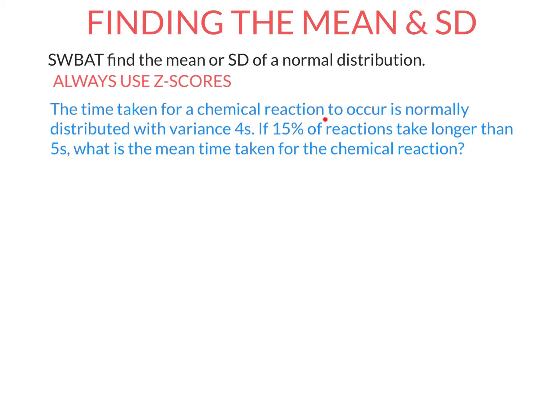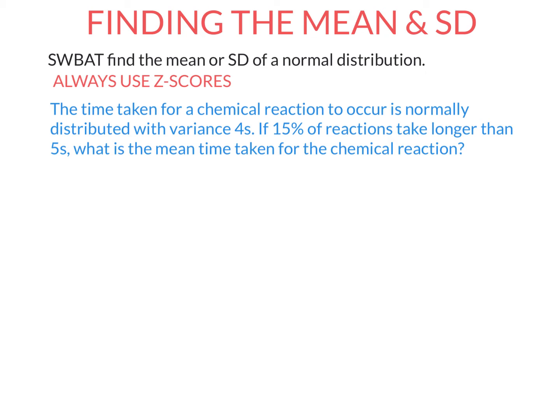The time taken for a chemical reaction to occur is normally distributed with variance 4 seconds, and it's known that 15% of reactions take longer than 5 seconds. We're going to find the mean time taken for a chemical reaction. We're asked to find the mean of a normal distribution.